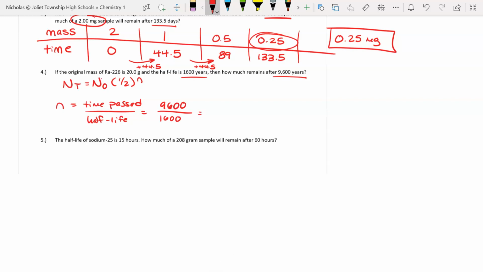Okay, so I'm going to do on my calculator 9,600 divided by 1,600, and that's going to be 6. So my n is 6. Now it's just a matter of plugging in what I know. N_0, our starting mass, 20 grams, times 1/2 to the n power. So let me do this on my calculator. 20 times 1/2 to the 6th power is 0.3125 grams.